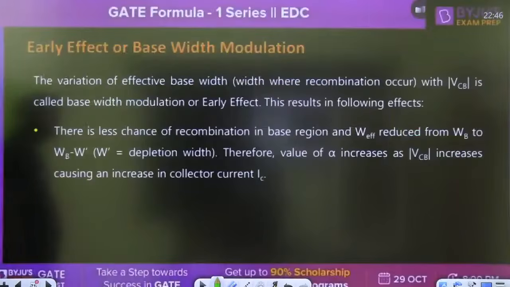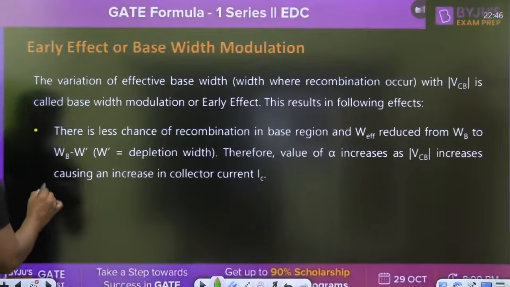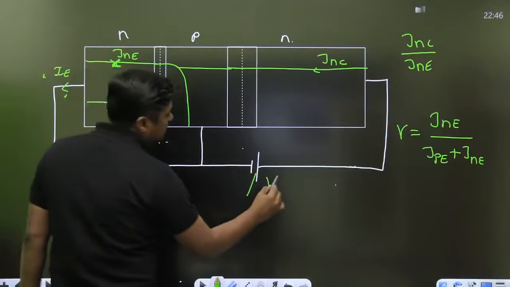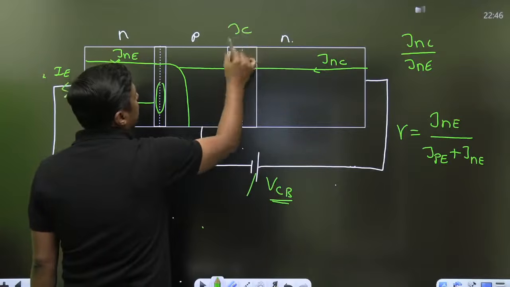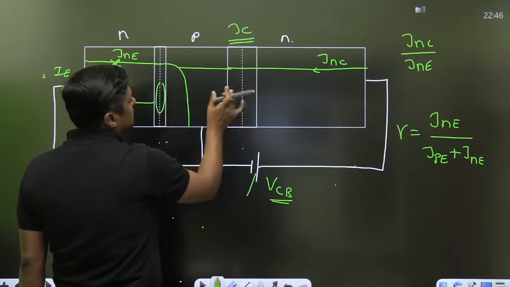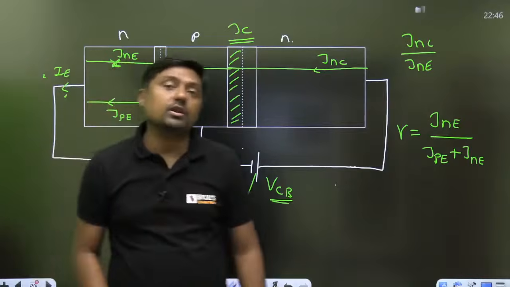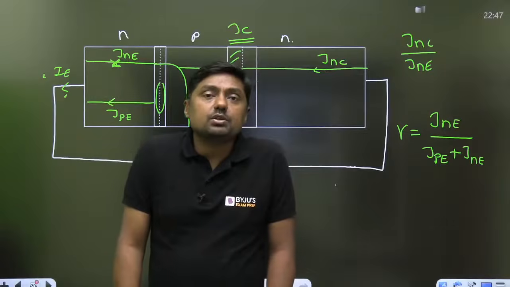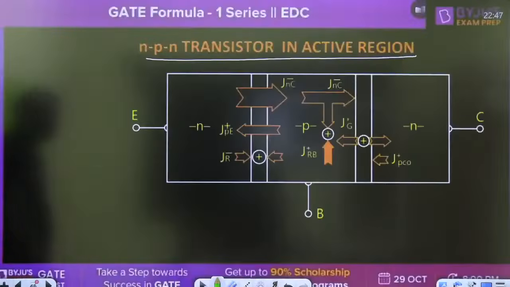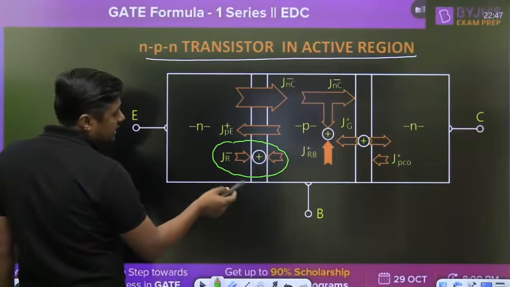Then early effect. Early effect means simply, when this collector junction is more and more reverse biased with the help of this VCB, when we are increasing the VCB, the collector junction is more and more reverse biased, the depletion width increases, and the increase in the depletion width is called early effect or base width modulation. Right? So JR is nothing but recombination in what? Emitter base junction. Recombination in emitter base junction, that is given here. And they will constitute an extra current, right?